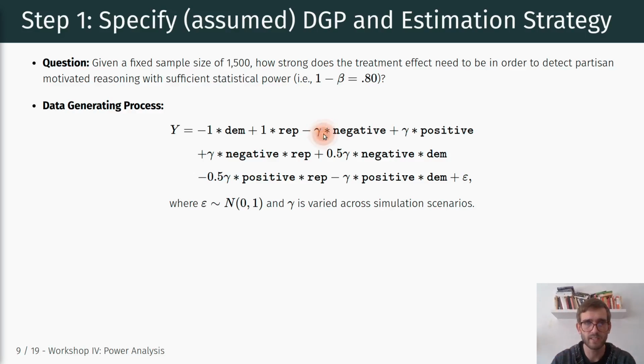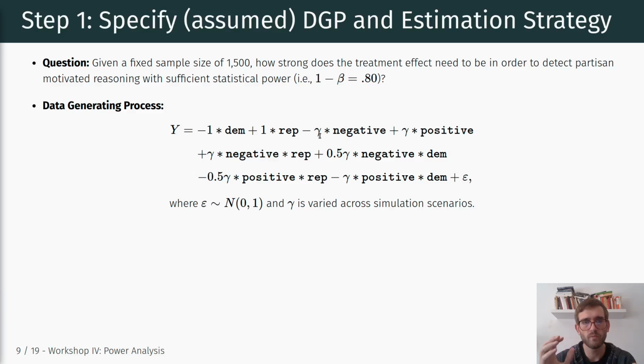One is of course negative. This is minus gamma times negative, that's the indicator for being in the negative treatment condition versus the control condition. And we have plus gamma times positive, so that's the indicator to be in the positive treatment condition, and gamma is the effect of the positive treatment as compared to the control condition.